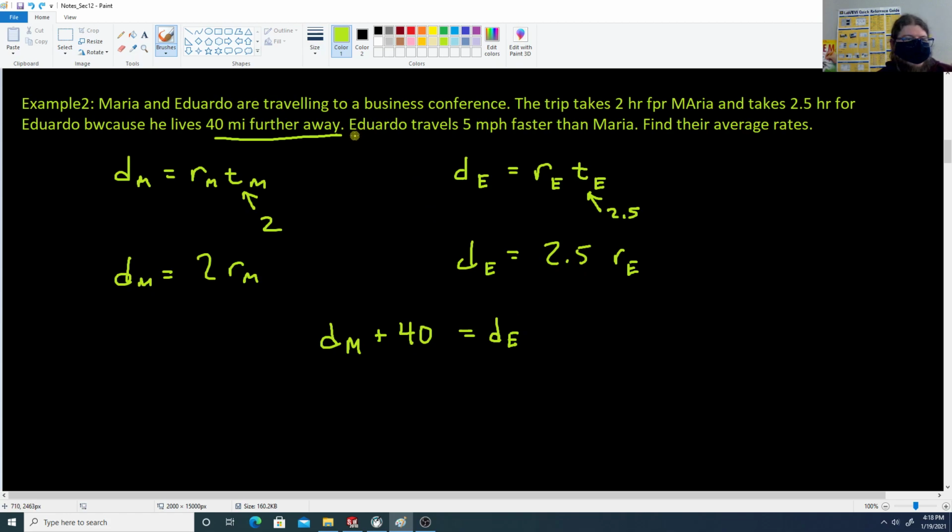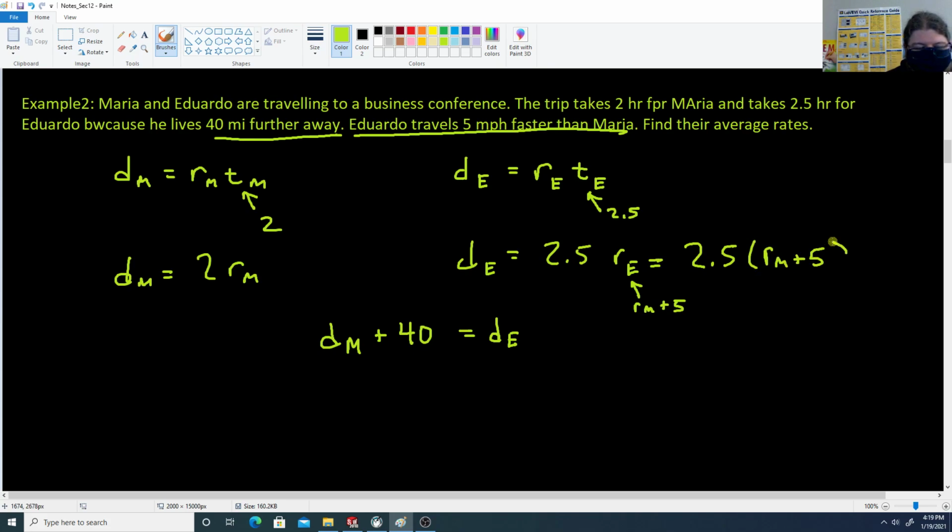And here's the bit that I was missing. Eduardo travels 5 miles per hour faster than Maria. So since Eduardo travels 5 miles per hour faster than Maria, instead of using Eduardo's rate here, we could use Maria's rate plus the extra 5, and that would be Eduardo's rate. So Eduardo really is 2.5 times RM plus 5.